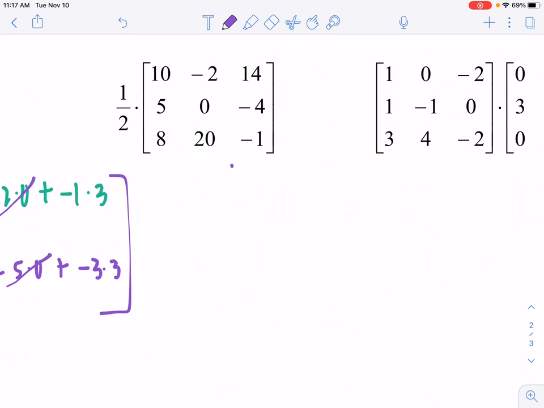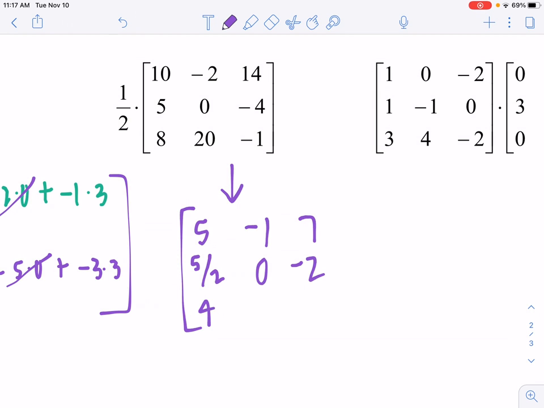Pause if you need to. This one's just multiplying everything by 1/2, so it's not too bad. That'll end up being 5, negative 1, 7, 5 halves, 0, negative 2, 4, 10, negative 1/2.